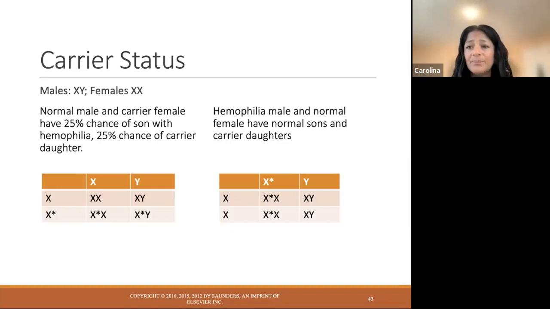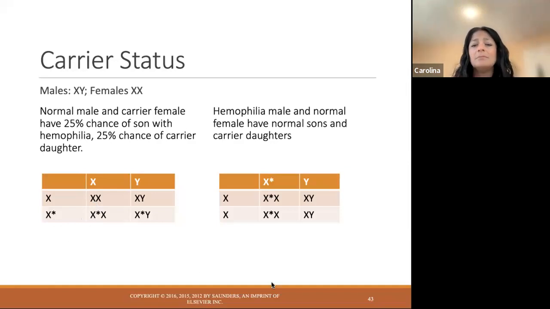So when a female carrier has children with an unaffected man, okay? Over here, you have a female carrier with a male who is unaffected. The chances of hemophilia A inheritance are 25% chance of a normal daughter, 25% chance of a carrier daughter, 25% chance of a normal son, and 25% chance of a hemophilic son.